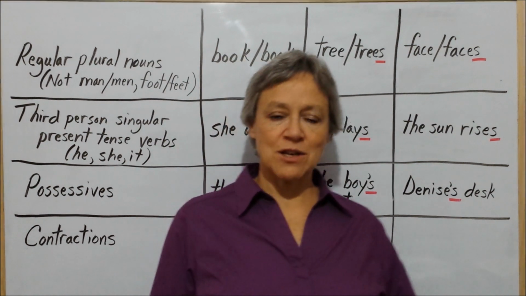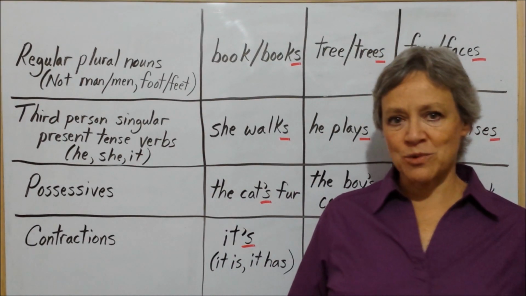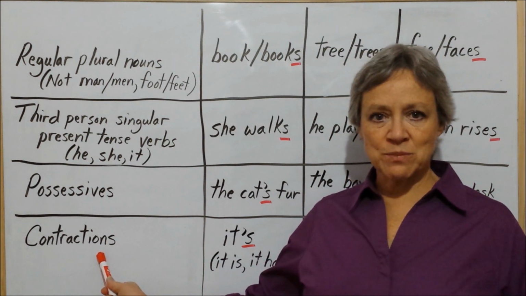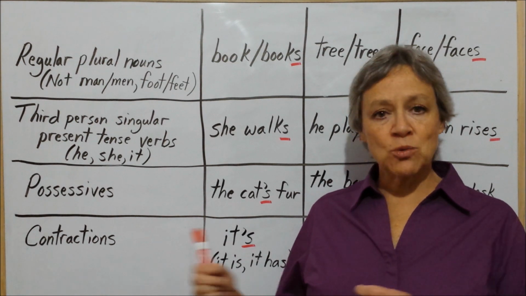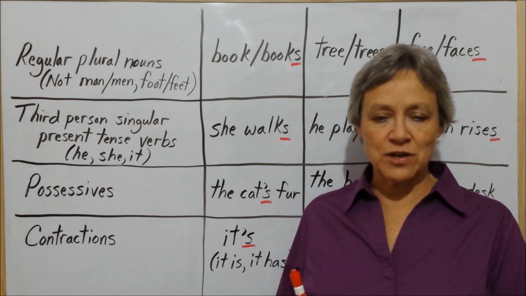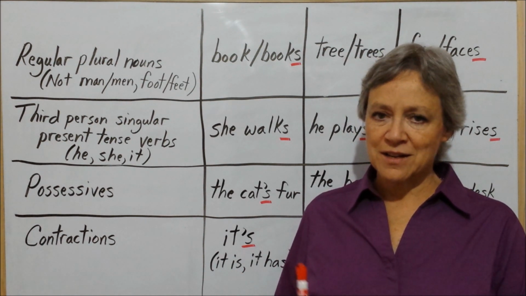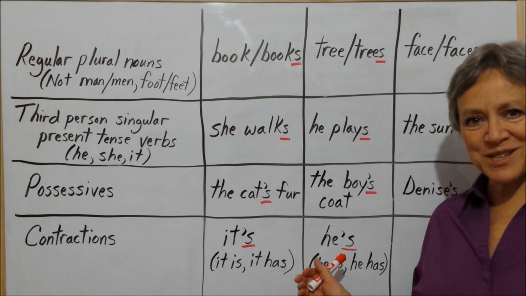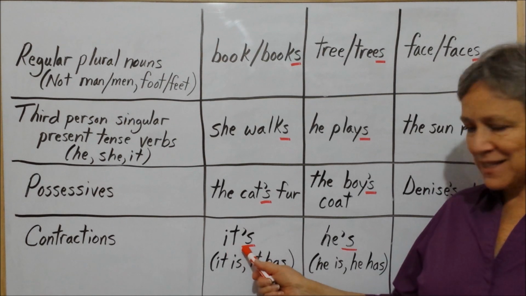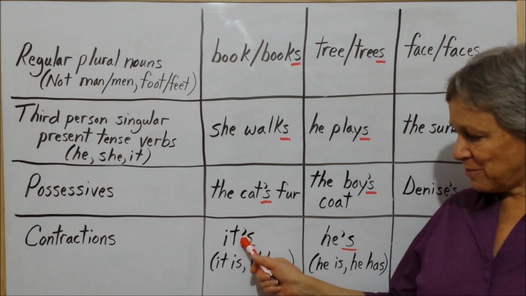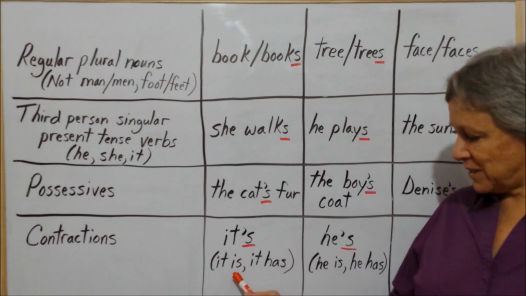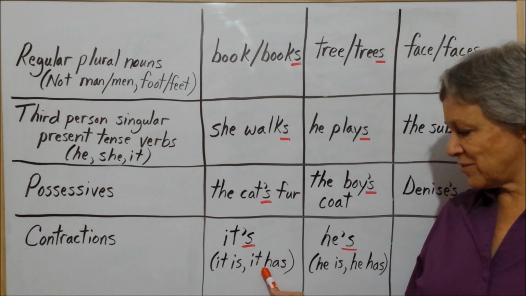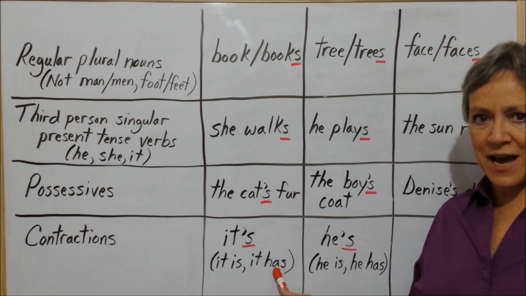And the 4th case where we add S to the end of some words is when we use contractions. A contraction means that we are putting 2 words together with an apostrophe and the letter S. The apostrophe takes the place of 1 or more letters. Here are some examples. It's. And here the apostrophe is either taking the place of the letter I in the word is, or the letters HA in the word has.